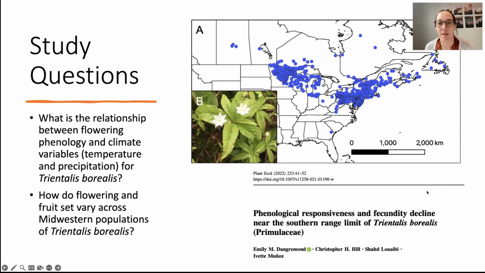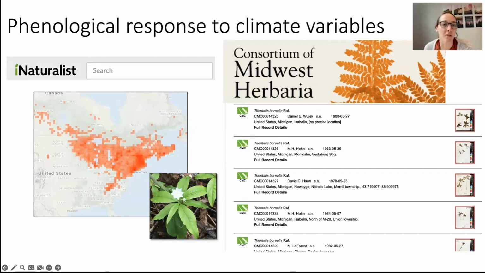I did not go visit all of them, unfortunately, but what I did do, we published this paper in 2022 in Plant Ecology. So what I did do was we got data mostly from herbarium specimens. The Consortium of Midwest Herbaria was great. Many herbaria have a lot of digitized herbarium specimens, which was awesome to be able to use, especially during the pandemic.